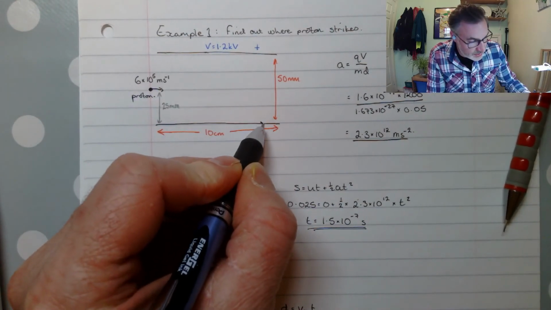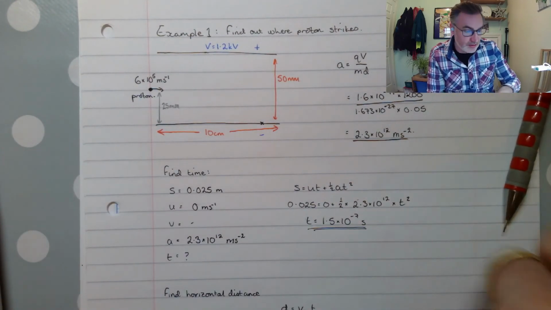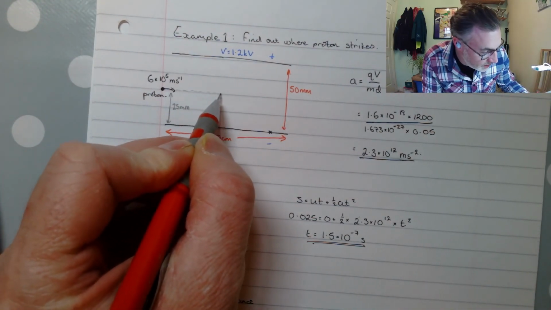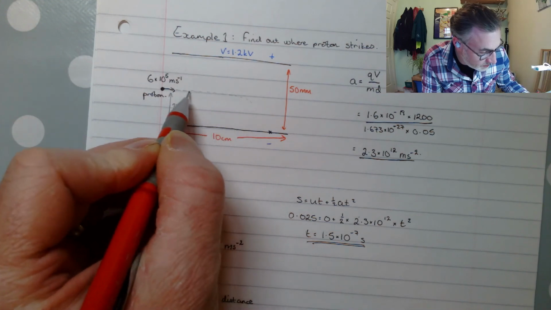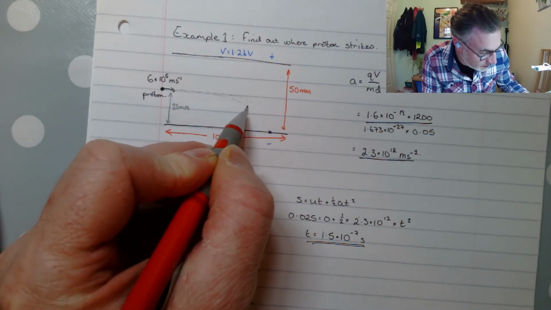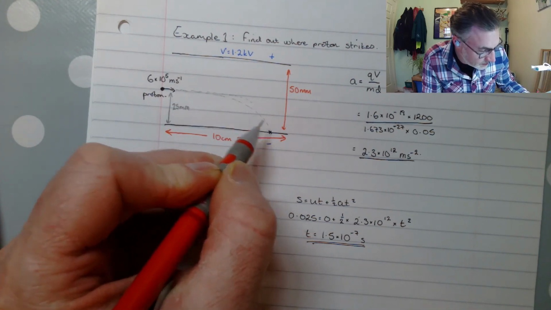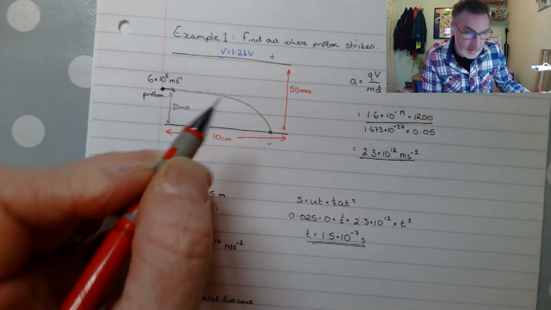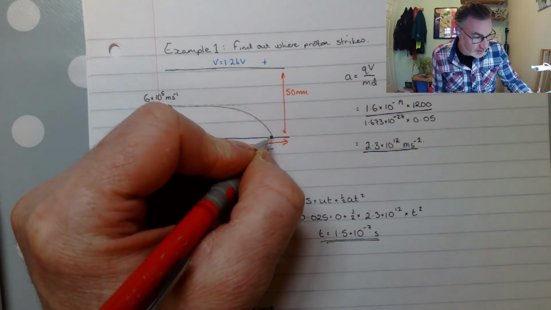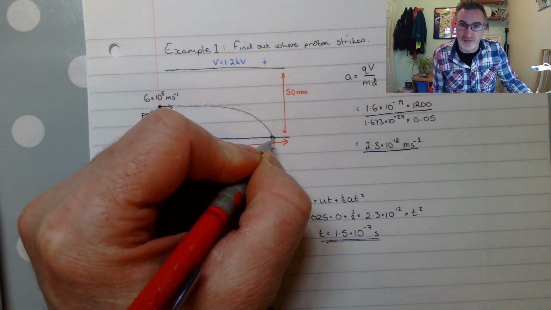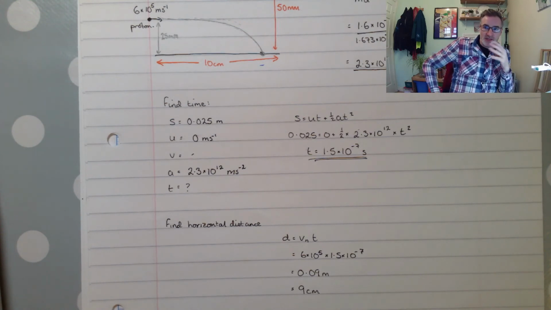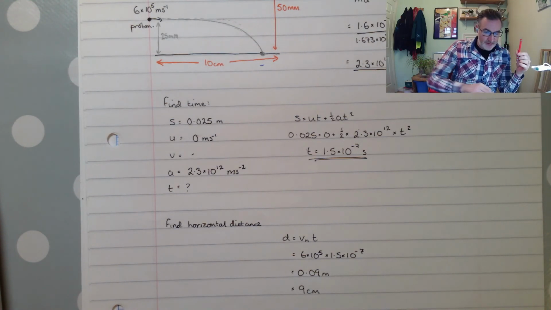So, which means it's going to strike somewhere around about here. Its full path would look something like this, and it'll eventually strike 1 centimeter from the end of the plates. So that's one worked example. There's a number of different things you could do.